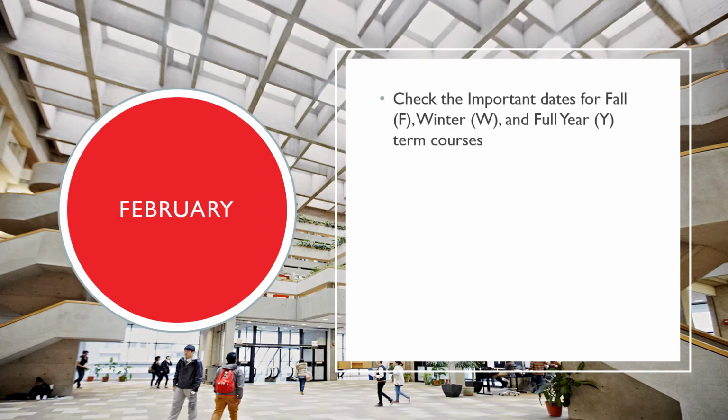Here's what to look out for during the month of February. Important dates such as drop deadlines and refund timelines for fall, winter, and full year term courses can be found on the Current Student webpage by clicking on Important Dates. This is where you will find important information relevant to each term, classes and exam start and end dates, co-curricular days and reading week, add, drop, and withdrawal deadlines, holidays, university closings, and more.